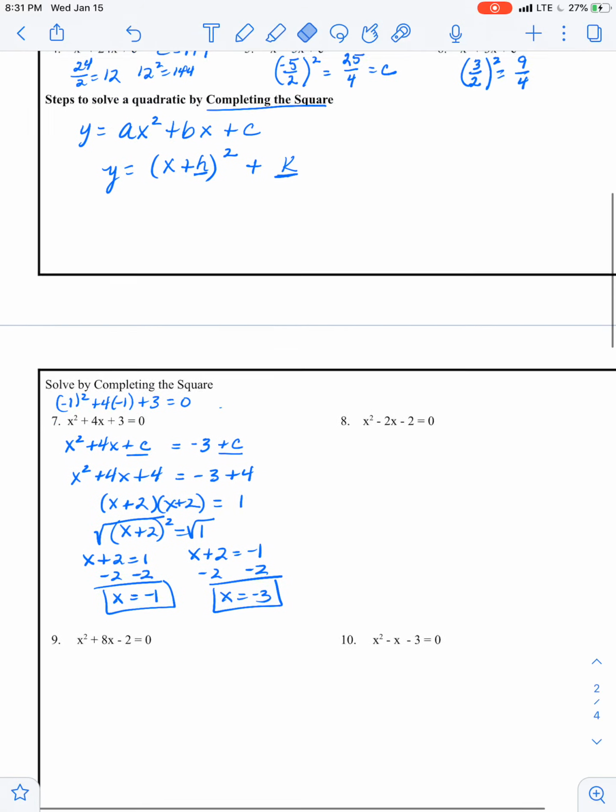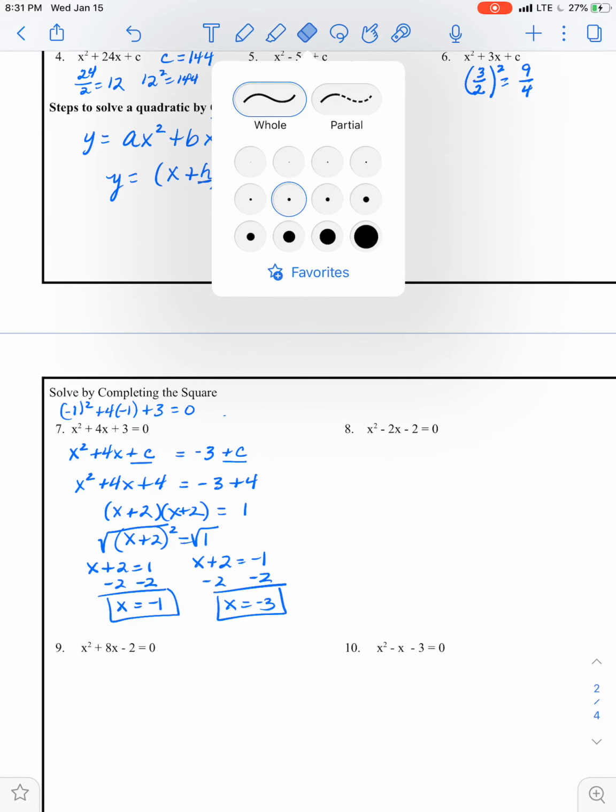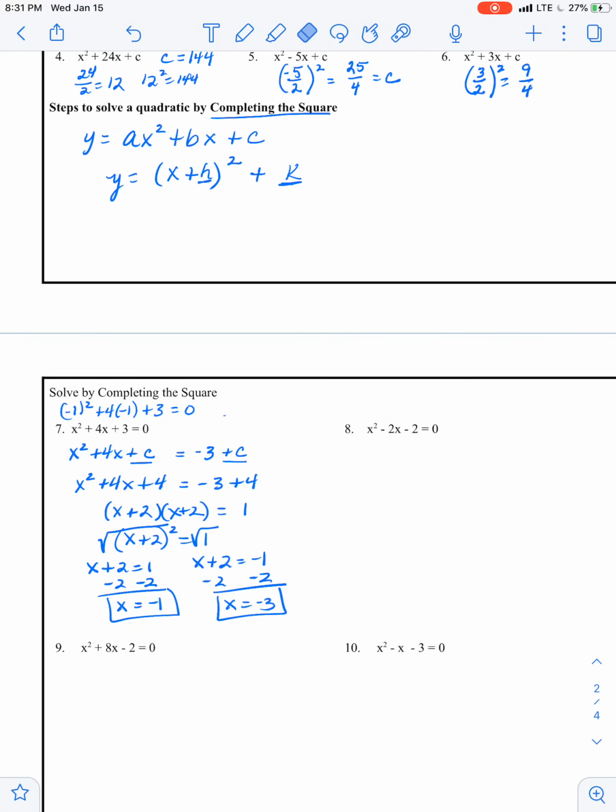So again, let's come back up and write some steps down as to what we just said we were going to do. Step number 1 is we're going to move C to the other side. You want to make sure, in this case, we'll say we're going to move it to the right side.